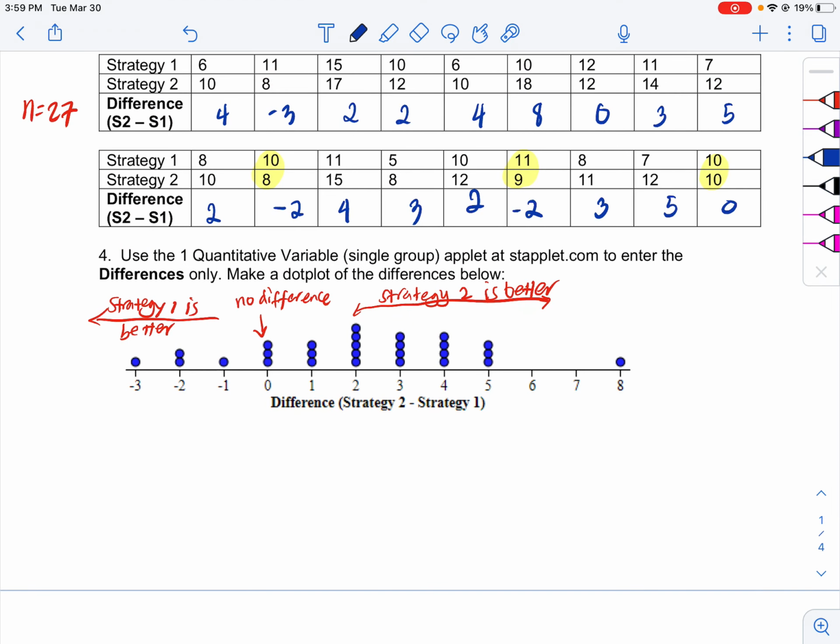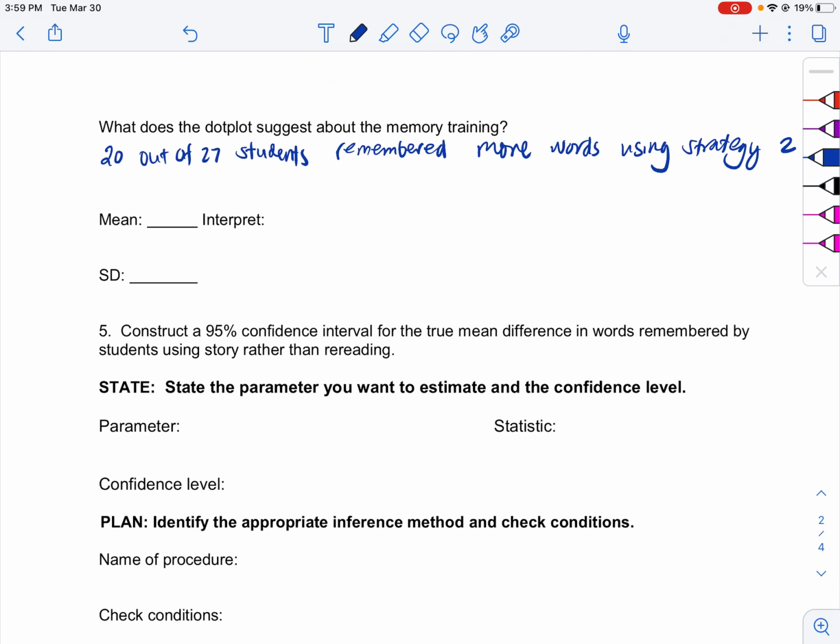I put all of the blue numbers in Statplet.com or in the calculator. If you put it on the calculator, you go to one variable statistics. If you do that, you should get your mean and your standard deviation. So my mean is 2.07, standard deviation of 2.51. By the way, the notation for this is x bar diff because we want the difference between each pair, and then s diff because I want the standard deviation of each pair.